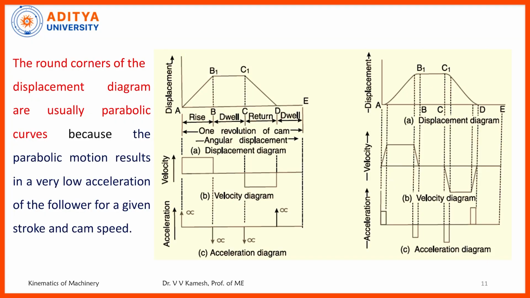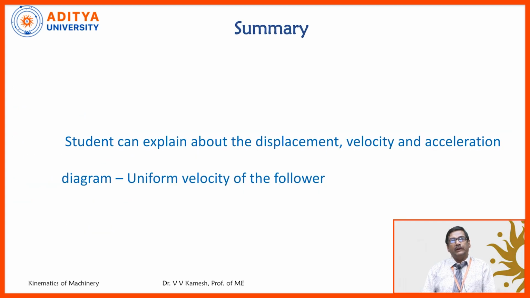Now you can have slight variation in the displacement diagram. This is the old one and this is the new one. Now look at your velocity rise here and the velocity rise here, within a very short period of time, with time given on the x-axis. The displacement is moving slightly, the velocity rises slightly, and the acceleration has some definite value. So the summary of this lecture is, the student can explain the displacement, velocity and acceleration diagram with uniform velocity of the follower. Thank you.